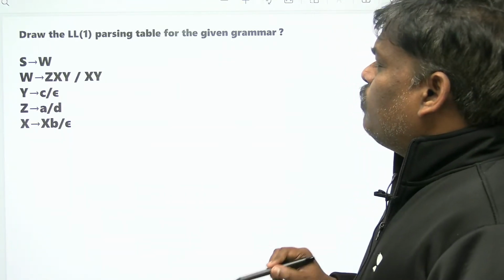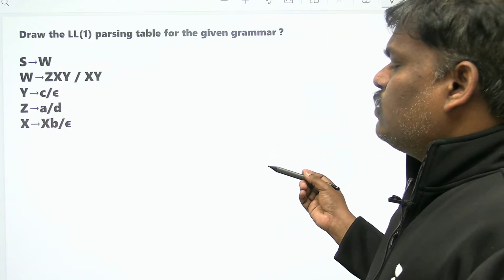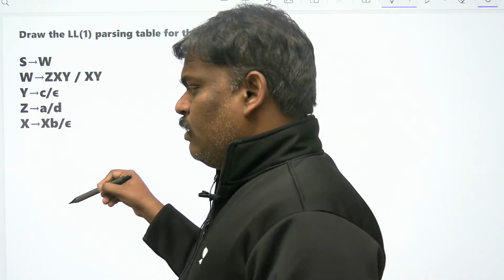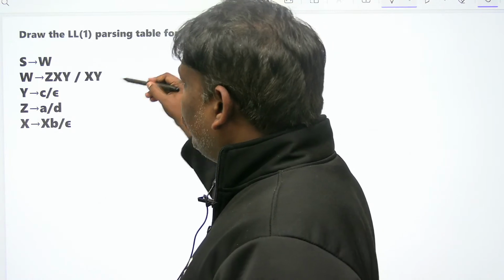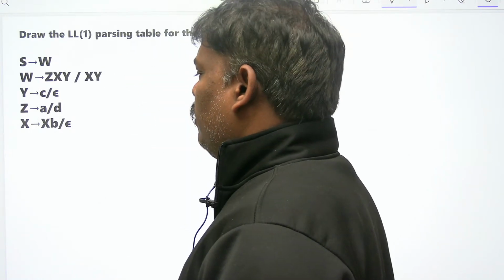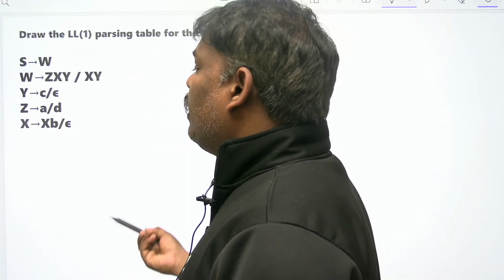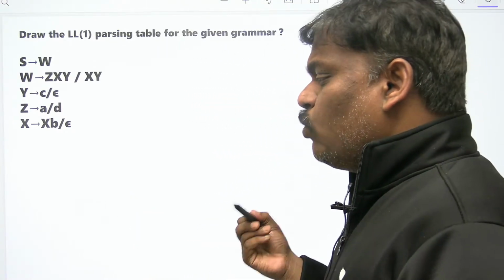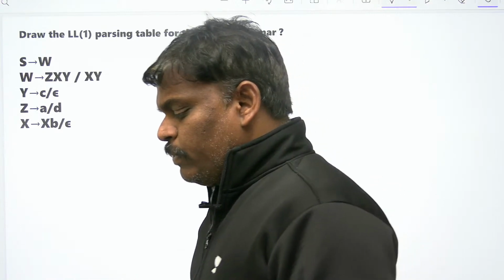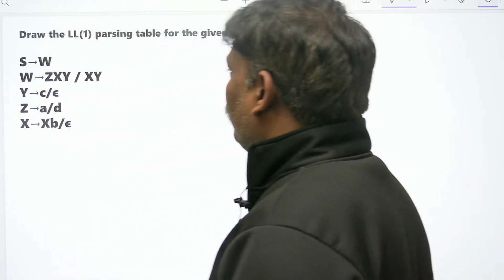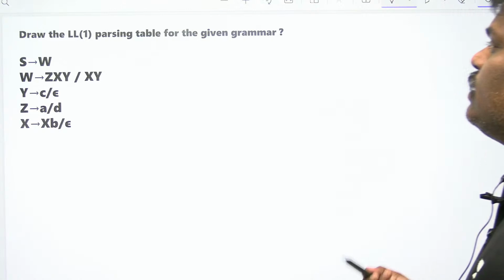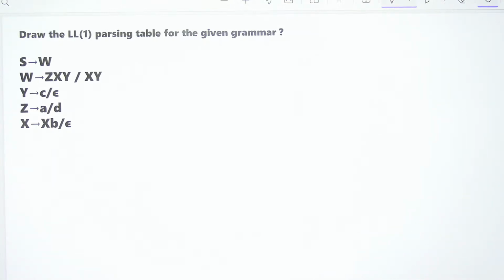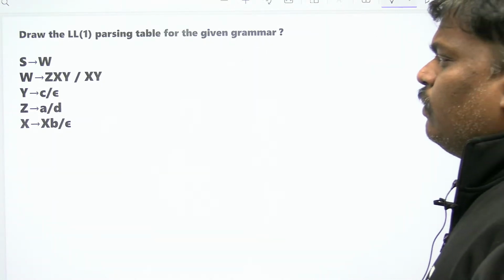Draw the LL1 parsing table for the given grammar. Like this it will come. The table may not come directly, but indirectly a table will come. So this kind of question, one question will come. Token finding, one question will come. And one more, LL1 parsing table construction will come. First and follow finding will come.